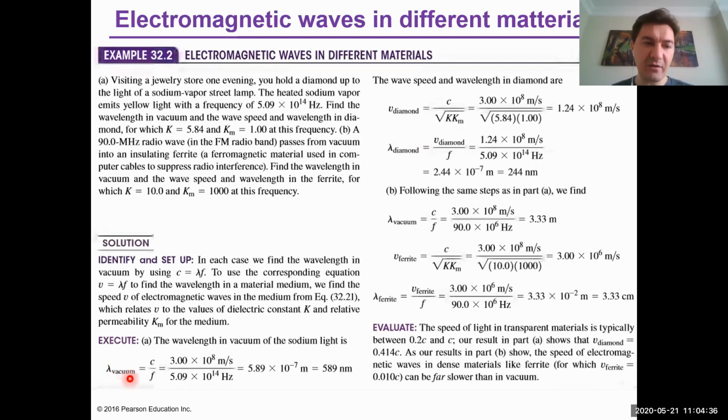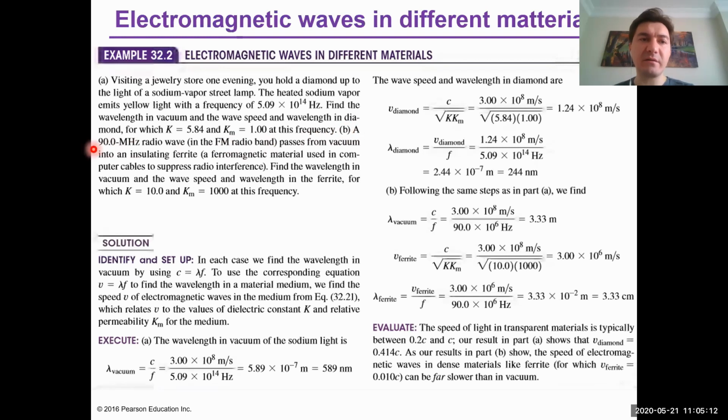And what about the wavelength of the light in diamond? Here we have calculated the wavelength of light in vacuum, but what about the wavelength in diamond? Then we need the same expression, okay? But instead of C, just use V diamond, the velocity of light in matter, then frequency, then you can calculate this one. So the wavelength of that yellow light in vacuum is given with that expression, but the wavelength in diamond is 244 nanometer. So it changes.